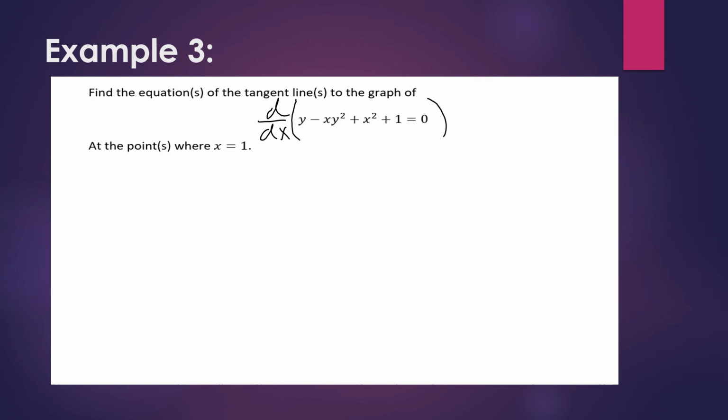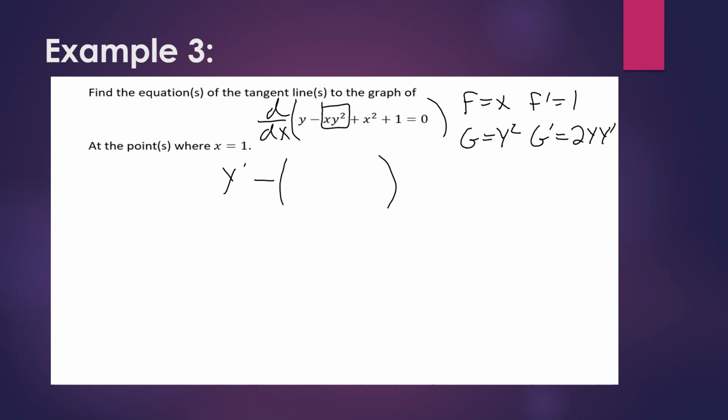So if I take the derivative of y, I'm just going to get y prime. Now I need to take the derivative of xy squared. Now remember, xy squared, this is a product rule. So my first function will be x, meaning f prime is going to be 1. My second function is going to be y squared. So that derivative is going to be 2y prime. And with the product rule, we're going to cross multiply and add.